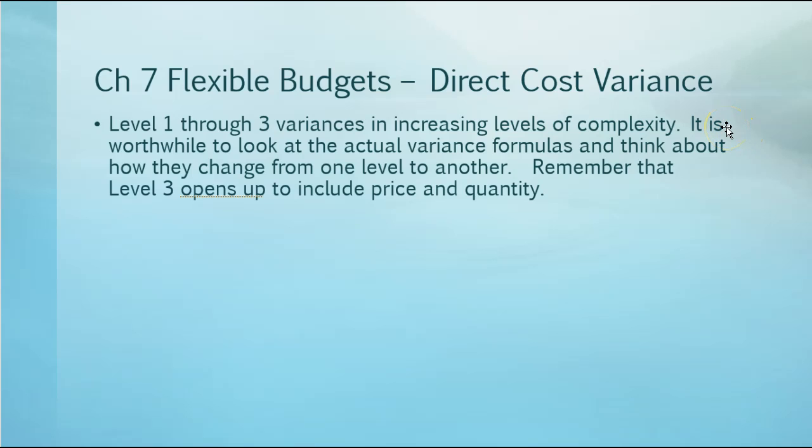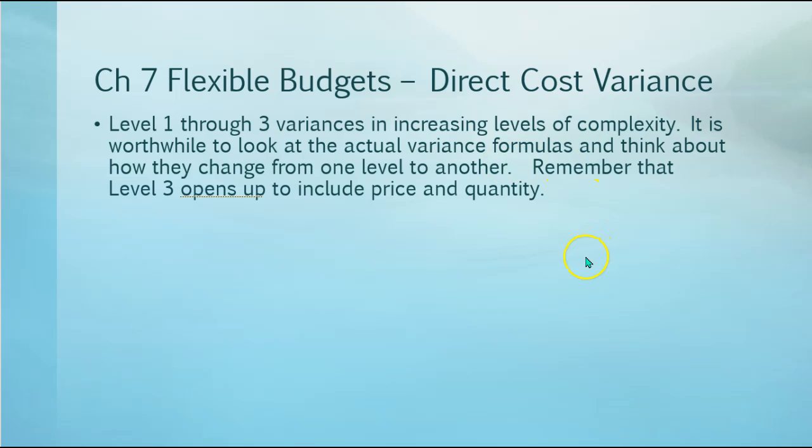And it's worthwhile to look at the actual variance formulas and think about how they change from one level to another. Also, remember the title of the variance. Okay, maybe look at the title and then go backwards. Remember then that level 3 opens up 1 and 2 to include price and quantity. And price and quantity is probably where your head starts. Okay, so you're going to have to go backwards to get level 2 and level 1, and then go back up again to level 3.